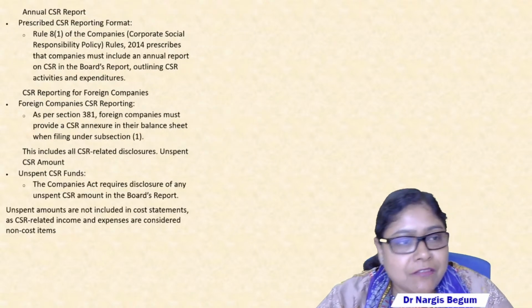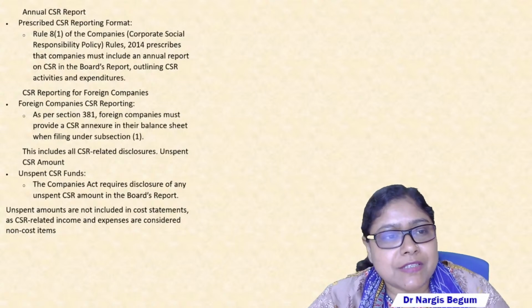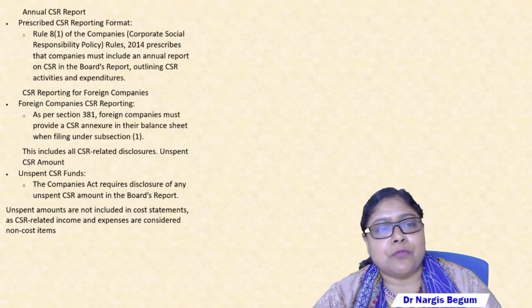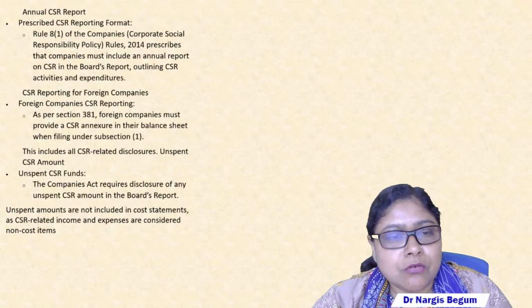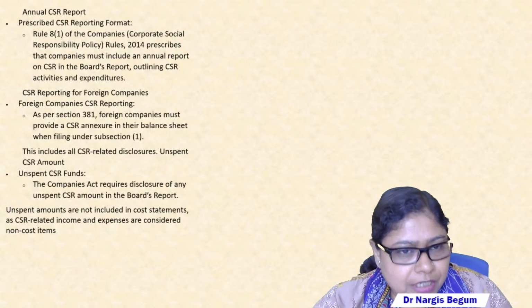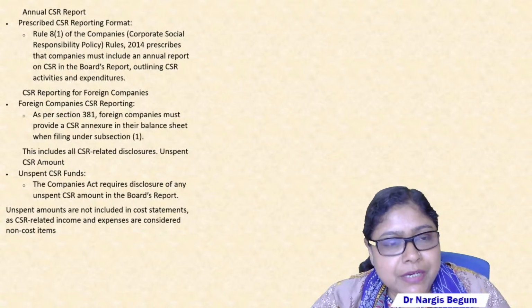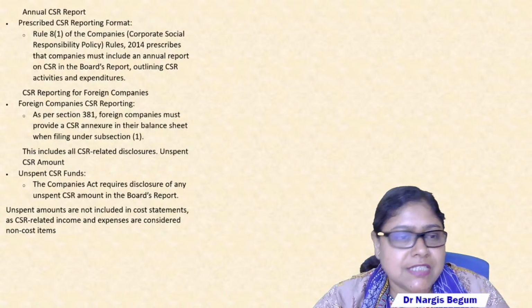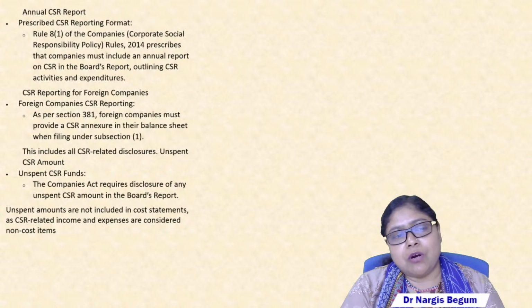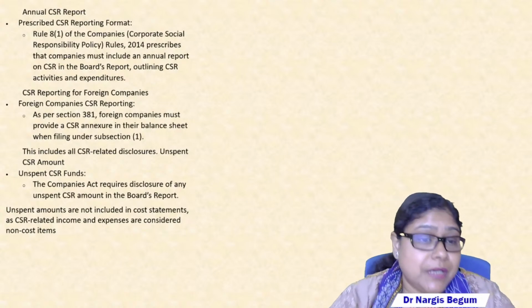Now coming to the annual CSR report, it is prescribed. There is a prescribed CSR reporting format according to Rule 8(1) of the Companies Rules 2014. It prescribes that companies must include an annual report on CSR in the board's report outlining the CSR activities and expenditures. When we are talking about CSR reporting for foreign companies, it will be different.